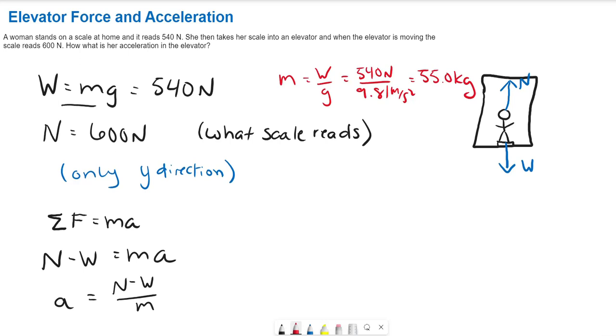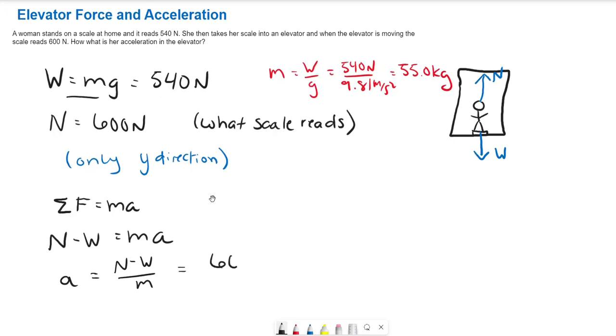So now we have that. We have the normal force and we have her weight. So let's go ahead and plug everything in. So that's 600 newtons minus 540 newtons divided by the mass, 55.0 kilograms. That gives us a positive acceleration of 1.09 meters per second squared.